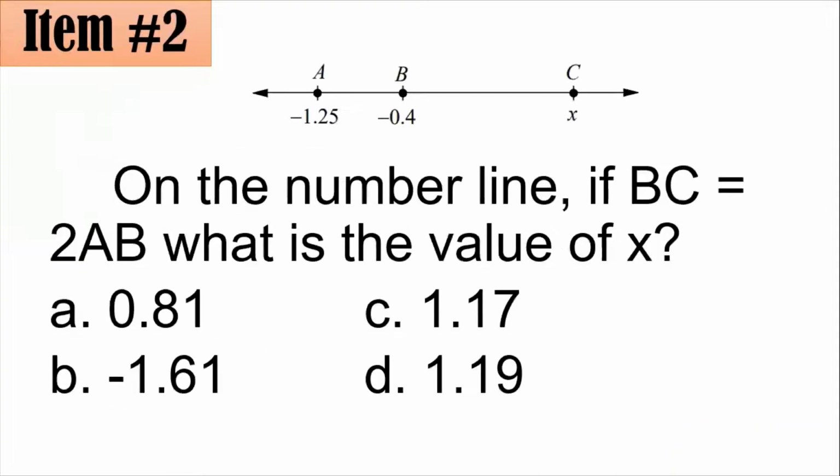Number 2. On the number line, if BC equals 2AB, what is the value of x? Take a look at this number line here. So C is at the right of B, and here are the coordinates of A and B respectively. Did you go for 0.81, 1.61, 1.17, or 1.19?